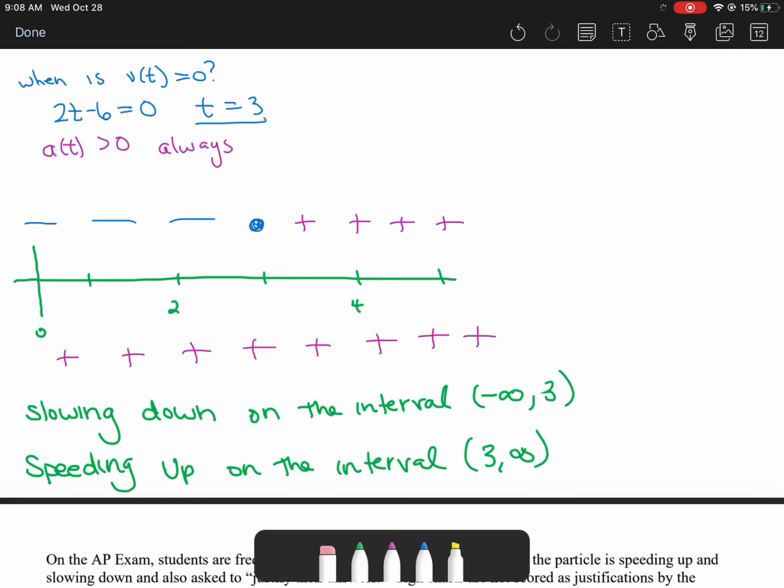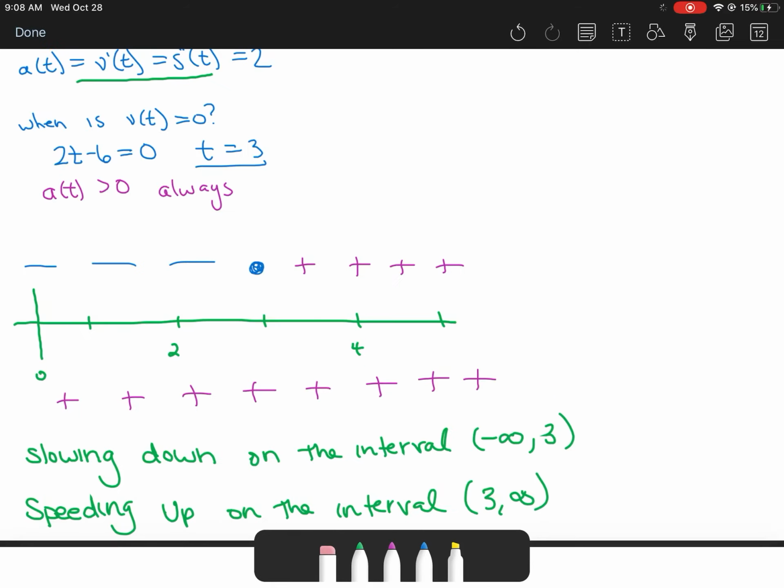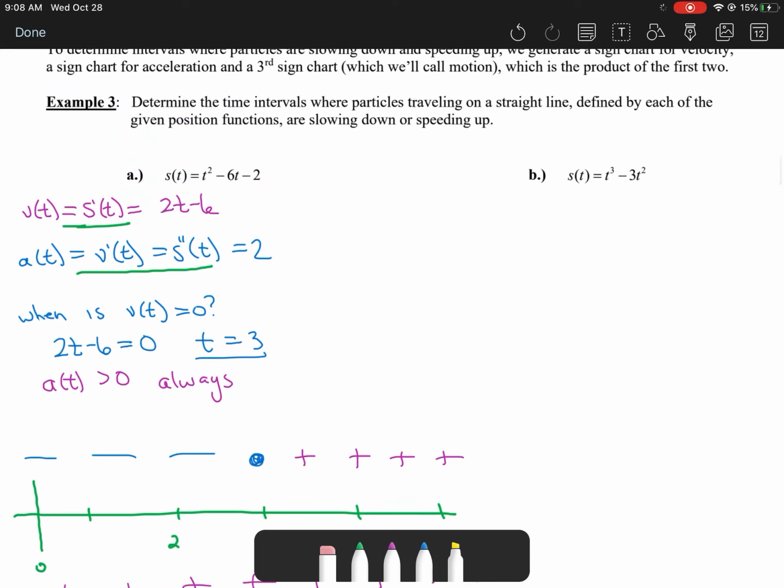And that's it. Okay, so what I'd like you to do now is do B on your own. So go ahead and pause the video. You're going to want to do the same thing. Find the velocity, find when the velocity is 0. Then find the acceleration, find when the acceleration is 0. Then make your sign chart and come back and answer the question. When is it slowing down and when is it speeding up?